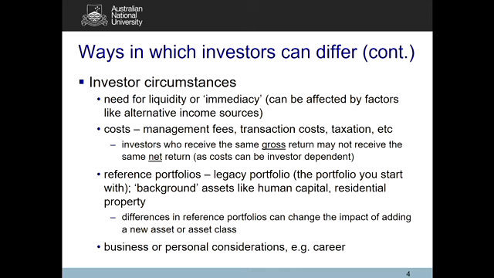If we go back to taxation, it might be that if you are a particular type of investor, you might be exempt from tax altogether. And that can happen with charities and it can happen with endowments, like the ANU endowment, for example. So you've got to consider, what cost does my particular investor face? You've got to consider the reference portfolios. So we often talk about a legacy portfolio. That's a portfolio that you start out with.